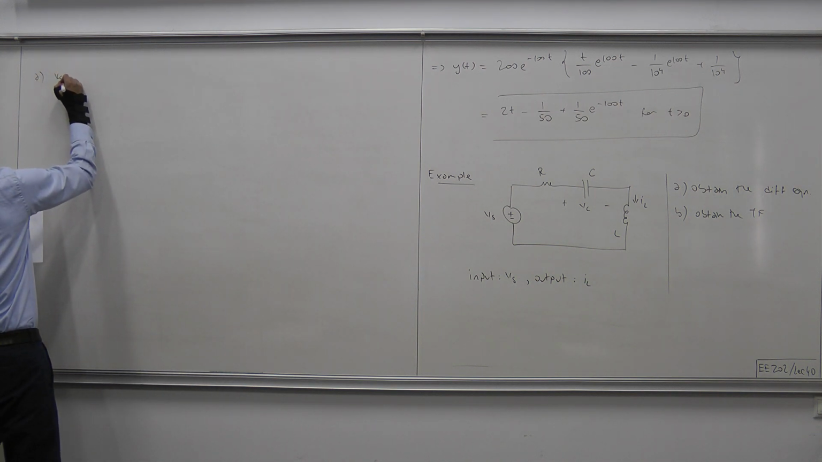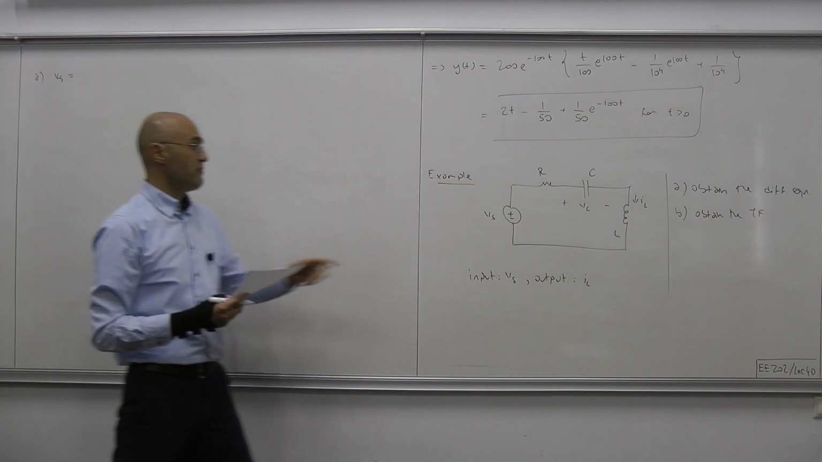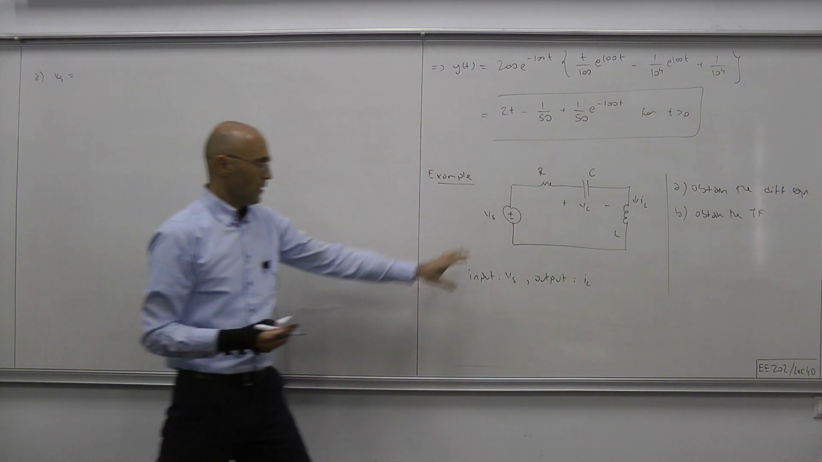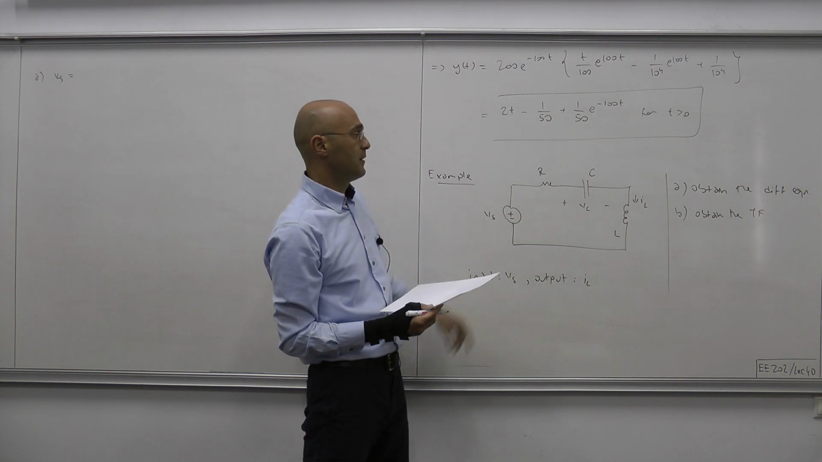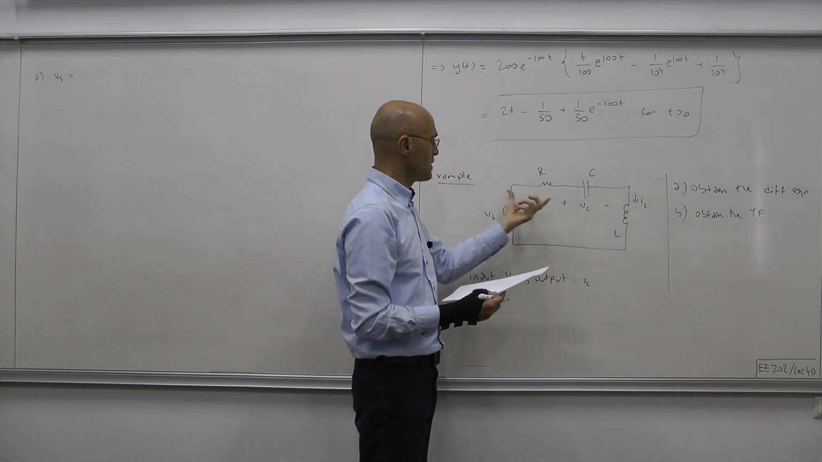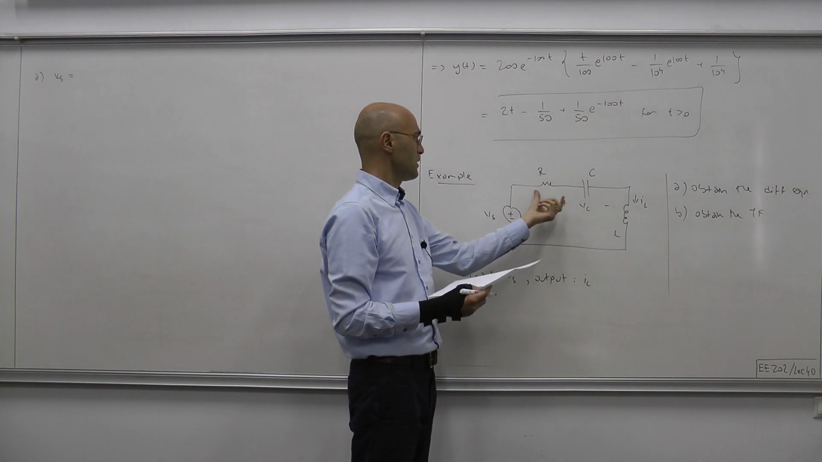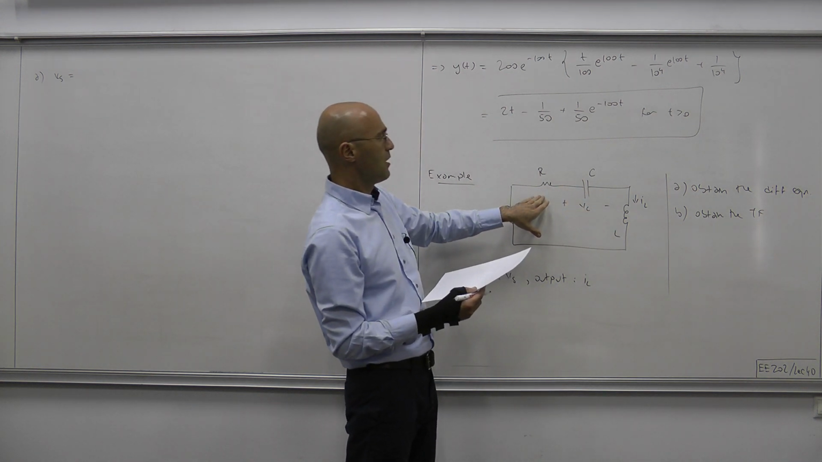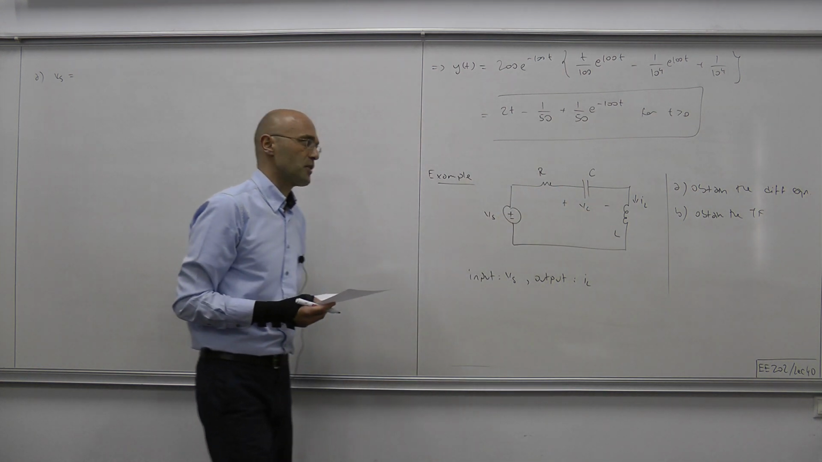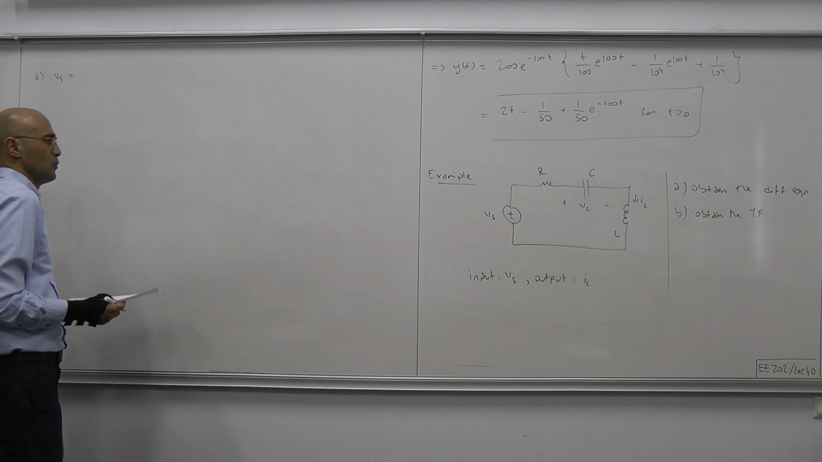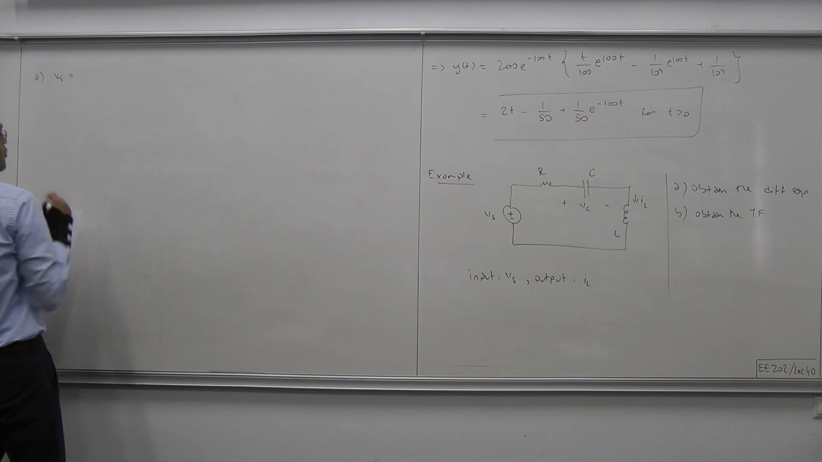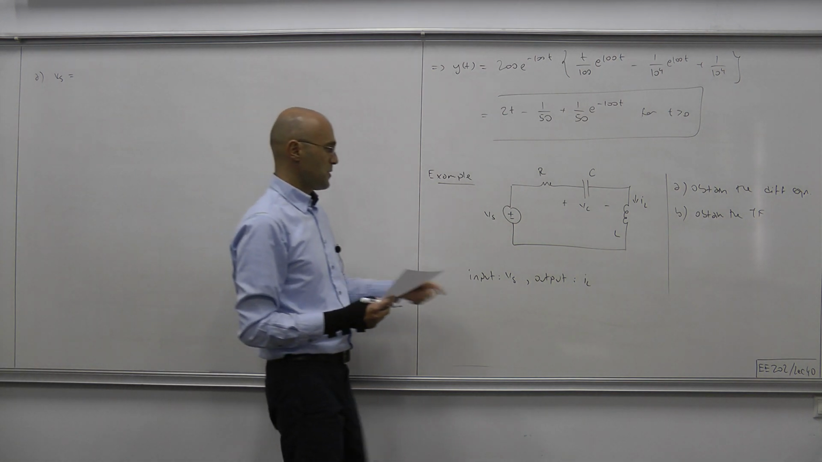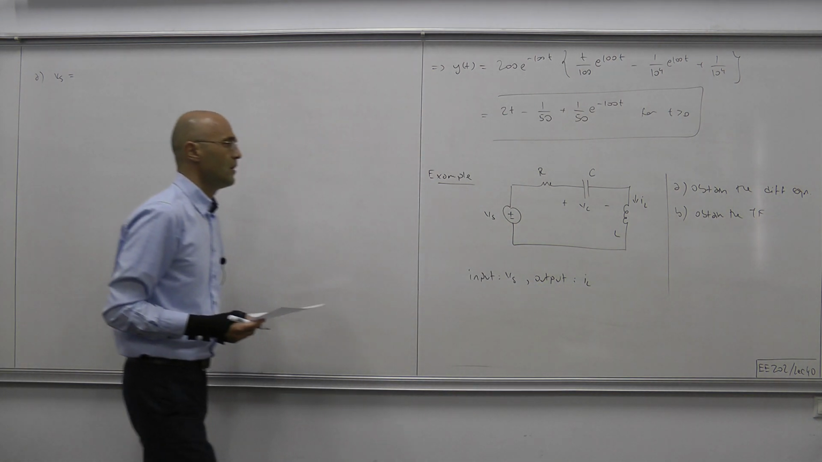So Vs in time domain equals the voltage provided by the input, which equals the sum of three voltages: the voltage of the resistor, the voltage of the capacitor, and the voltage of the inductor. So let's express everything in terms of our output, which is the inductor current.